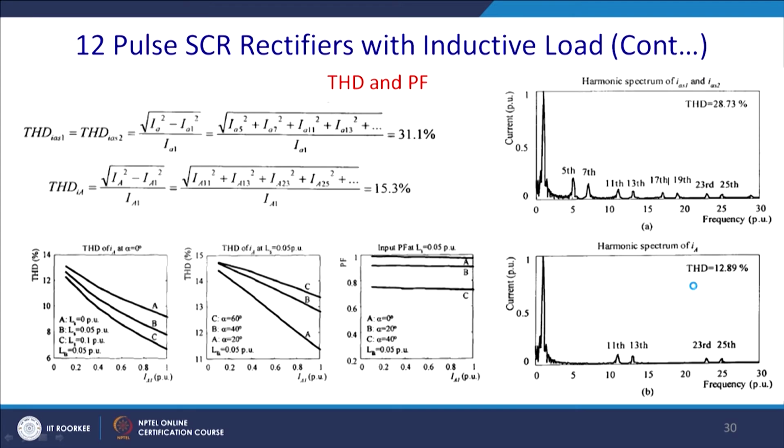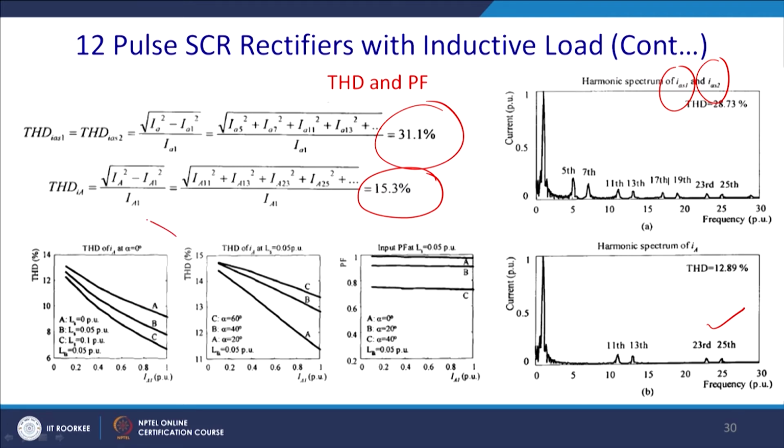What will be the THD? You will find that THD1 equal to THD2 will be as high as 31% for the 12 pulse converter feeding a load, for alpha equal to 60 degree. But similarly, this value you will be getting around 15%. This is for IS1 and IS2 for both, but in the line harmonic spectrum of the input side it will be shifted to the 11th and 13th harmonic, you will get this spectrum.